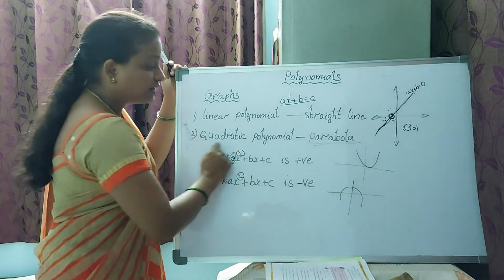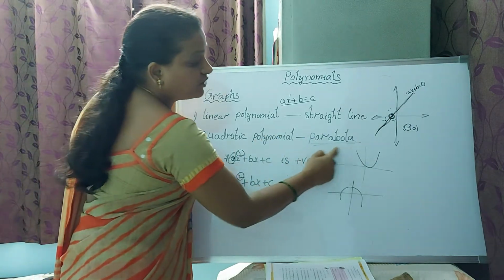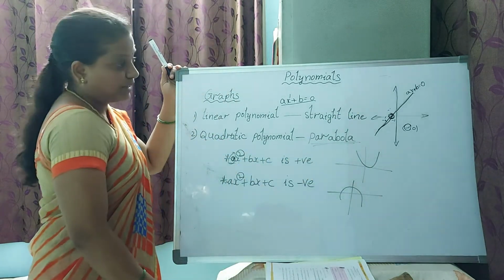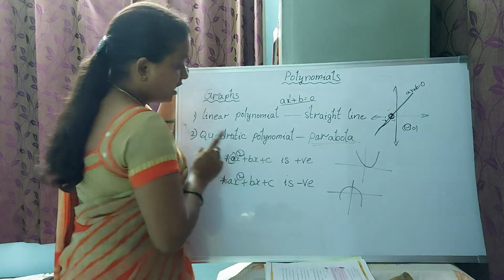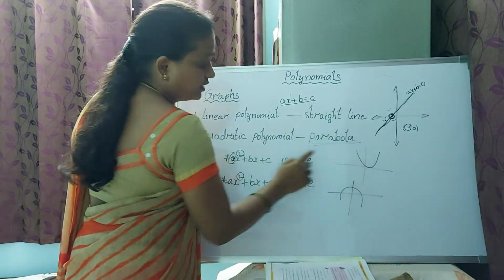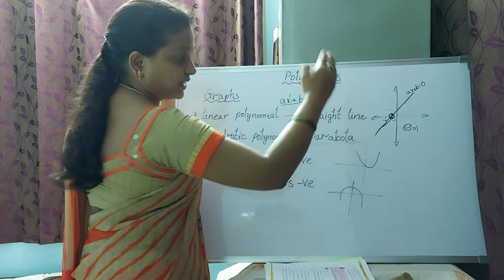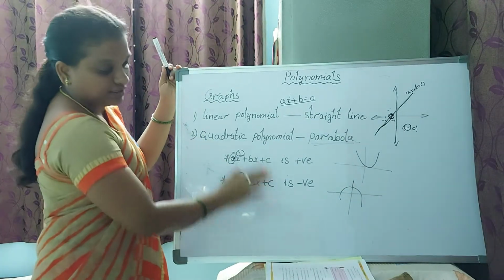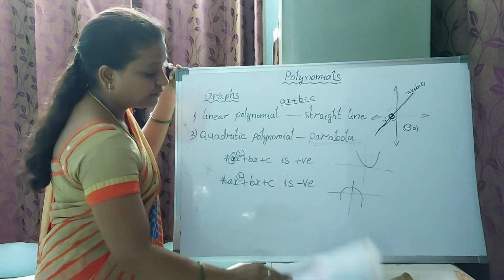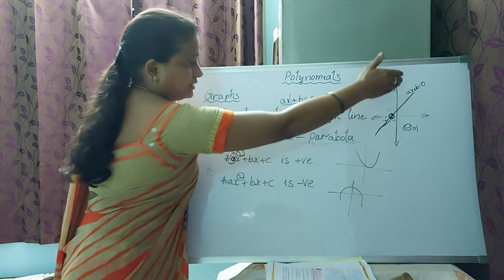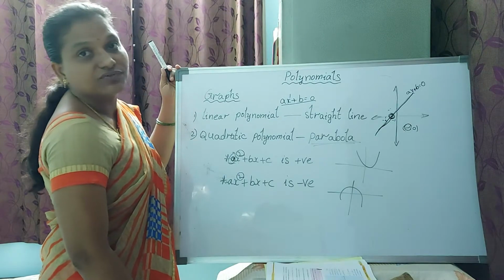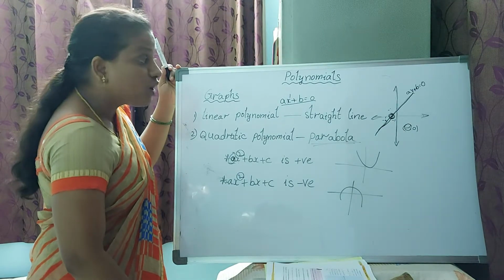See, for a quadratic polynomial, the graph is always like a parabola. If it is positive, it opens upwards. If it is negative, it opens downwards. Is it clear? Next we will see, for the linear polynomial, how many zeros of the polynomial there are.